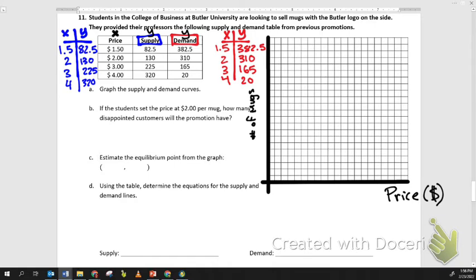So I'm not going to go much higher than $4. For this grid, I have about 20 squares on each side. I'm going to go $1 for every 4 squares. So 1, 2, 3, 4. That'll be my first dollar. Then $2, $3, $4, and $5.